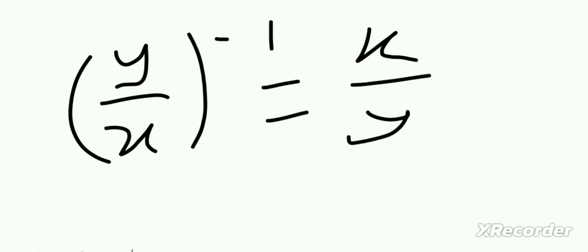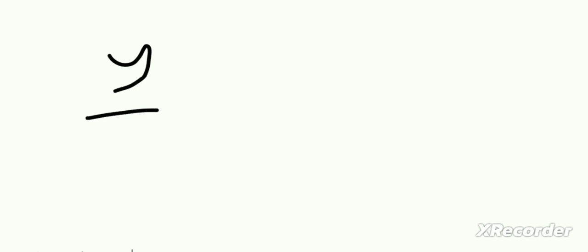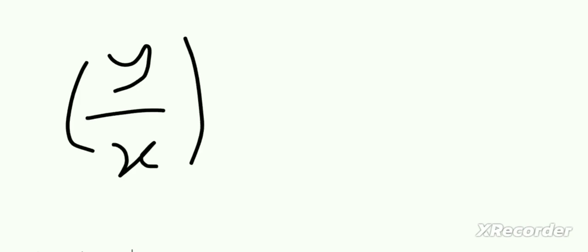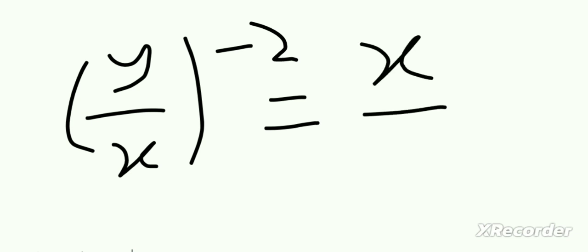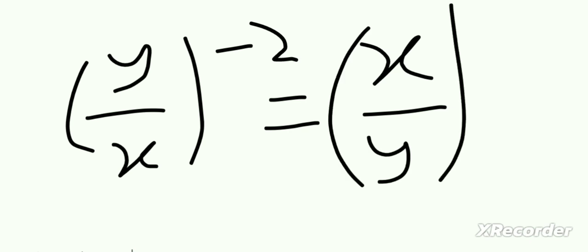Now, if what you have is something like this, y over x, but this time to the power of minus 2, just take the reciprocal of the fraction, x over y, and that takes care of the minus, and what you just have as the power is 2. So that's the negative index law. Now let's look at the fractional index law.